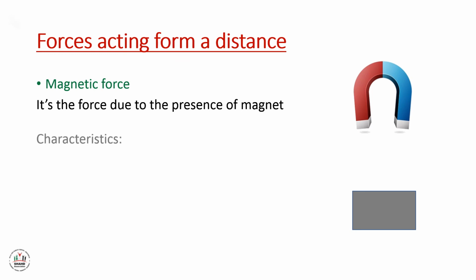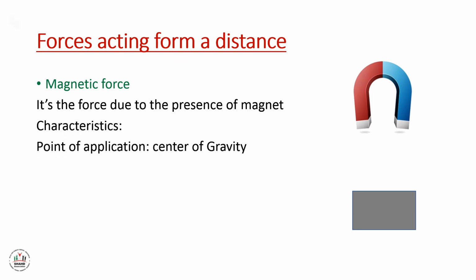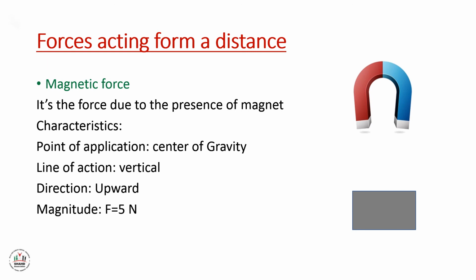The point of application of this magnetic force is the center of gravity because it's a force acting from a distance. The line of action is vertical in this case. The direction is upward, which is toward the magnet. And the magnitude, let's suppose a value of 5 newtons for this magnetic force.